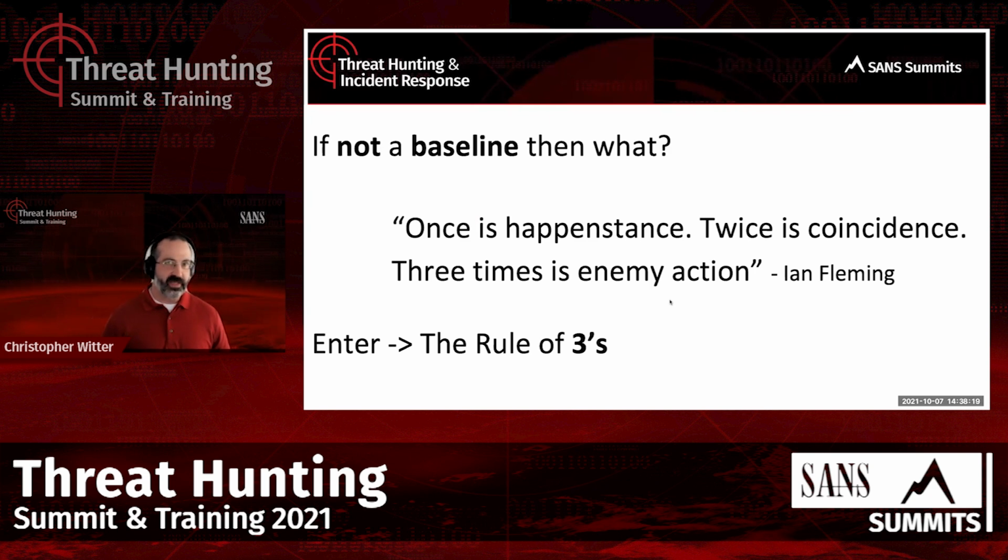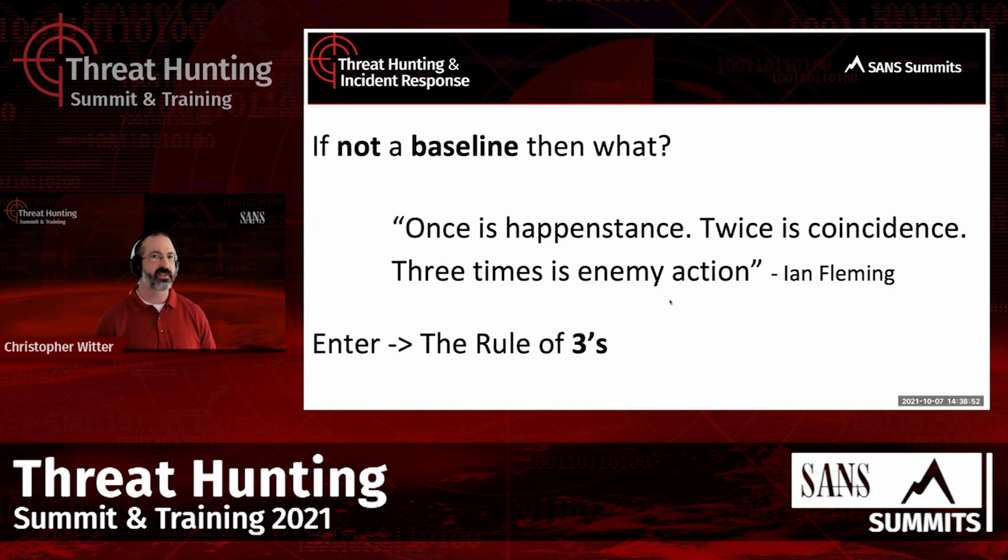So if not a baseline, then what? I like this awesome quote from Ian Fleming, from the James Bond movie Goldfinger: once is happenstance, twice is coincidence, three times is enemy action. I already had the rule of 3s when I stumbled upon this, and I wanted to find something to send it home. Once, of course, could just be unique, an anomaly, no big deal. Twice, well, was that just a coincidence? But three times you start to establish some sort of pattern there.